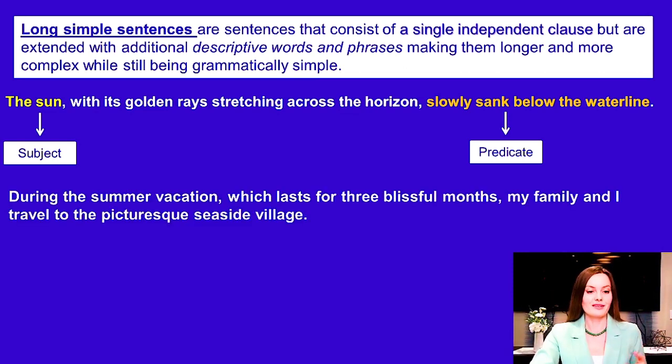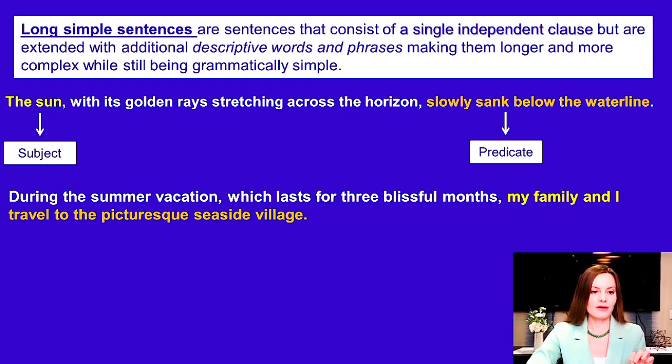The next example. During the summer vacation, which lasts for 3 blissful months, my family and I traveled to the picturesque seaside village. So, let's see if you're able to find a subject in this sentence. Who or what? Yes, you're right. My family and I. And what is the predicate? What do we do? Of course, travel to the picturesque seaside village.